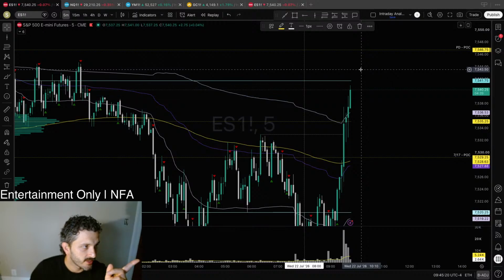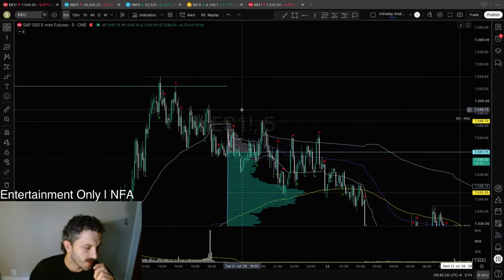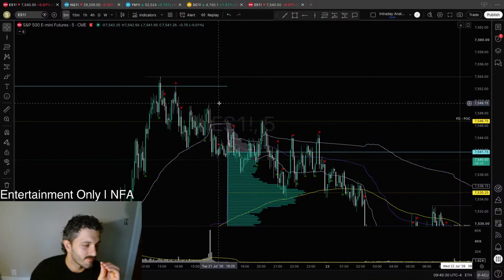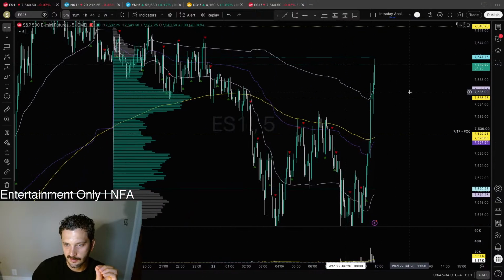NDZ, I see you joined. Did you take profits at previous day high on yesterday's trade? I know you were talking about it, right at that previous day high. Price basically took it out, and then we immediately rejected back.